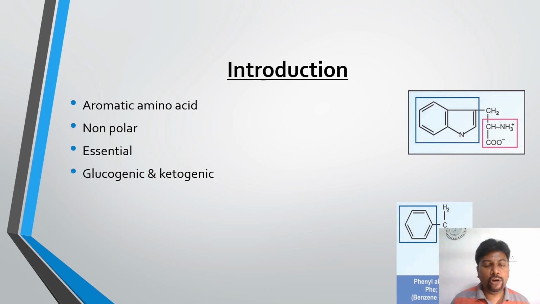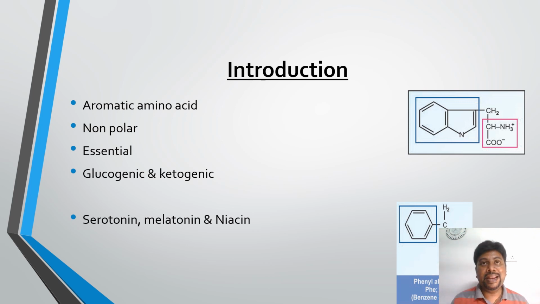Next, apart from producing glucose and ketone bodies during their catabolism, tryptophan can also be used for the synthesis of various biologically important compounds like serotonin, melatonin, and vitamin niacin. How all these are synthesized and how tryptophan is catabolized in our body, we will discuss in detail in the coming slides. So this is about the introduction.